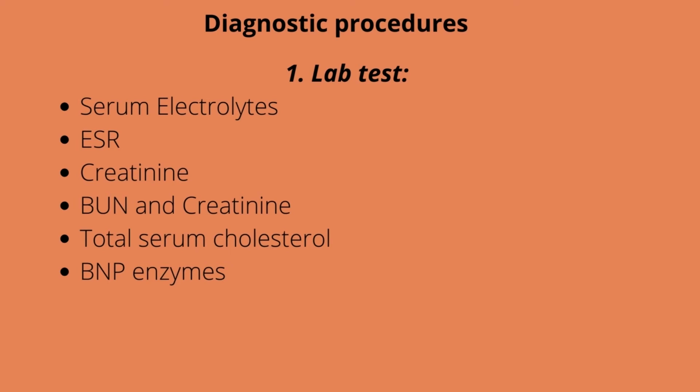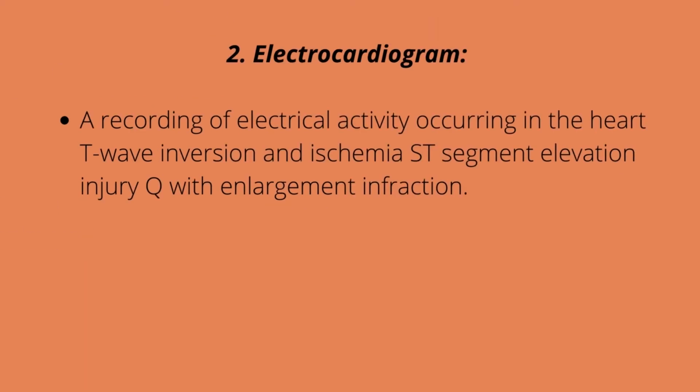And the serum cholesterol that we talked about, cholesterol levels, BNP, our enzyme tests. Those are our cardiac enzymes that we talked about. And we could also have an ECG, a recording of the electrical activity occurring in the heart. The T wave inversion indicates an ischemia. ST segment elevation, there's an injury somewhere, and a Q wave enlargement, there's an infarction somewhere.